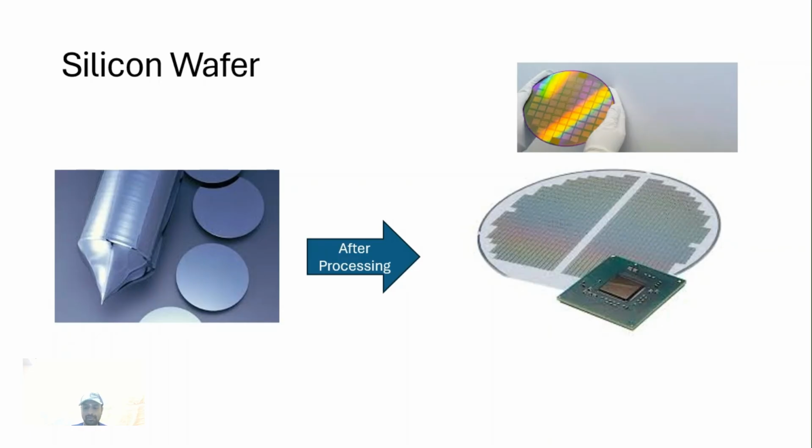Okay, so we'll be using simulations today. After processing, it will be like this. So you'll be having small circuits. You cut them, you pack them. That is how your chip comes.